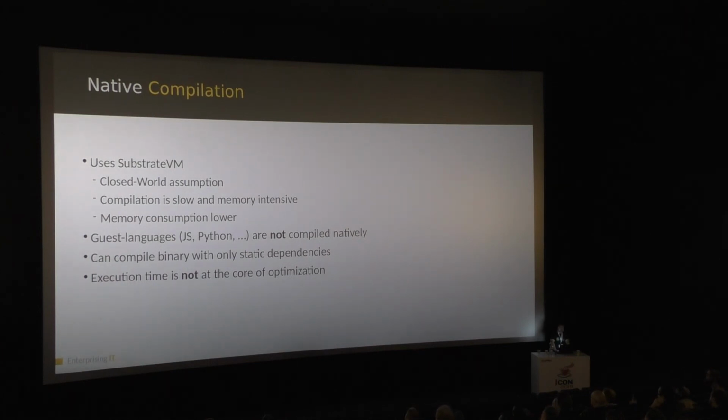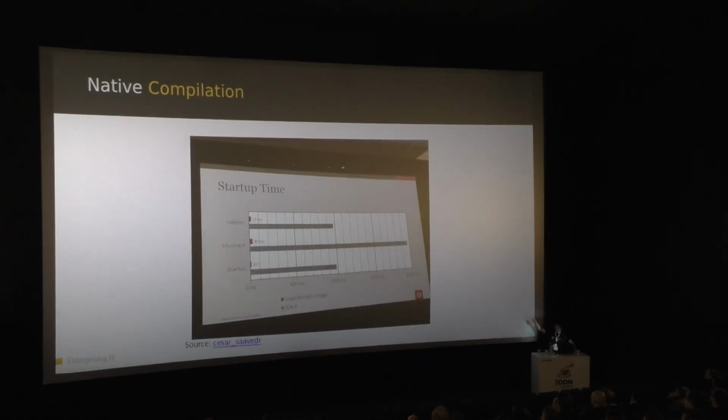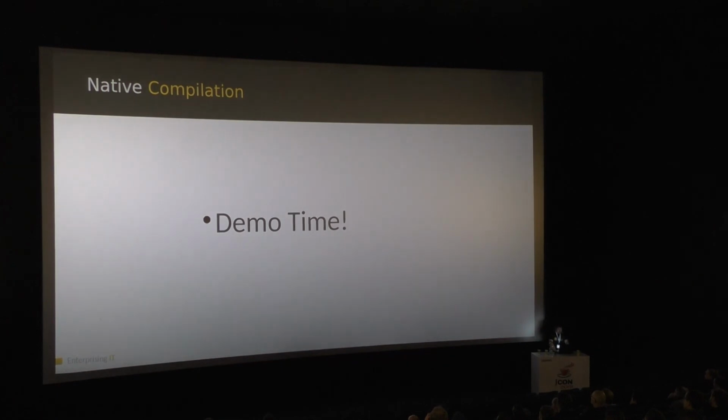Important is that execution time is not at the core of the optimization here. Again, a similar graph to the one I had before. The blue ones are GraalVM, the red ones are native images. We see in most instances the native image is slower than the run on GraalVM, since performance is not the focus. What is the focus, as on the slide shown at Oracle Code One, is startup time, and this is much faster.